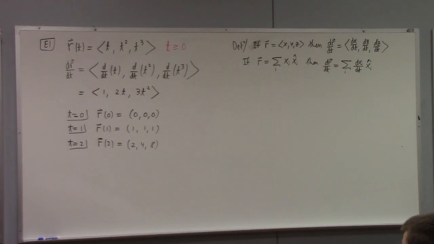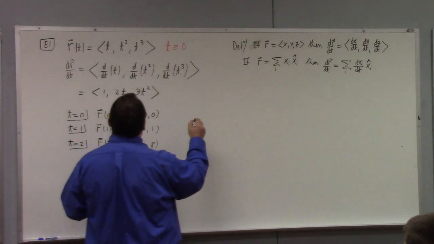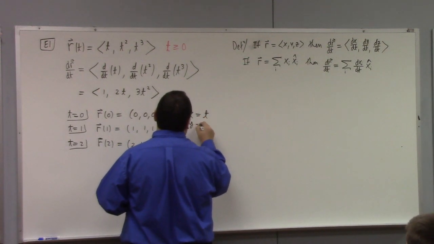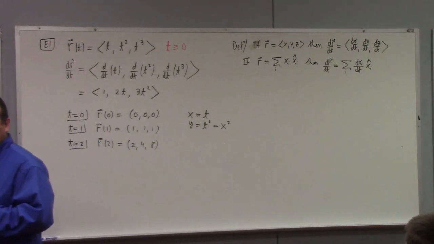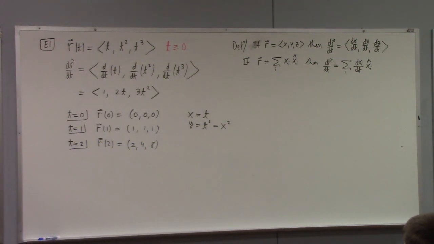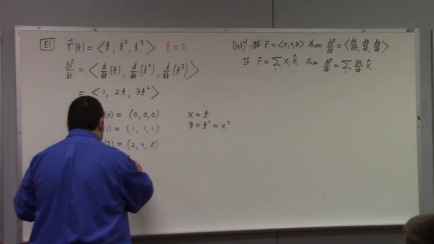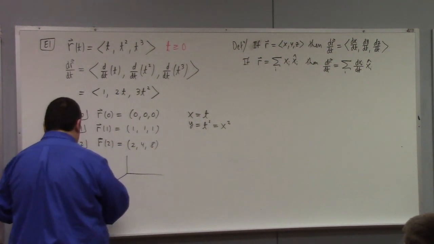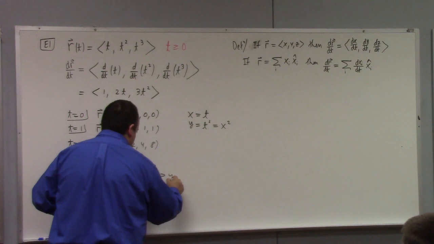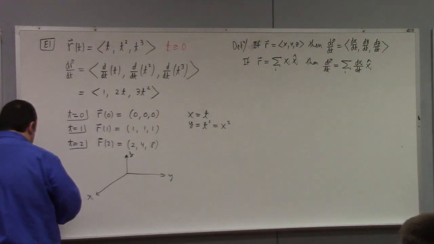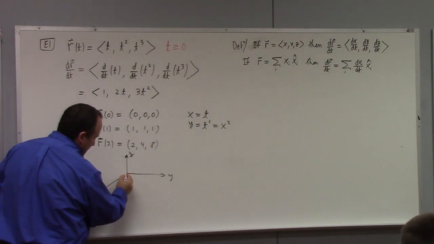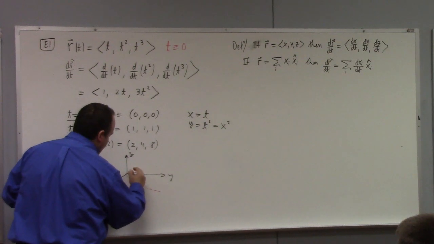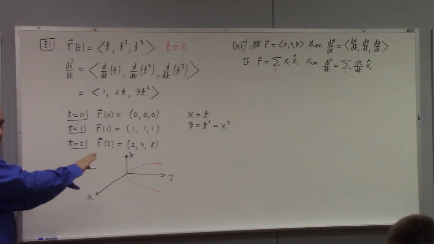Let's see here. So this one has what? It has x equals t, y equals t squared, right? Which is equal to x squared. So if you were to look at the projection of this curve into the xy plane, you'd see that it follows the parabola y equals x squared. So if I was to foolishly attempt to graph it, it would be, within the limits of my artistry, something like this, like in the xy plane, if you can imagine it.